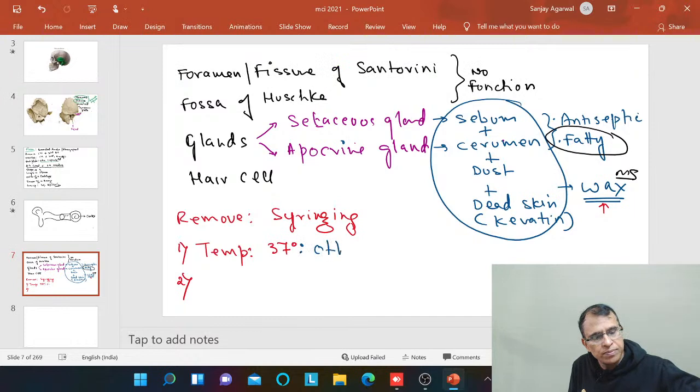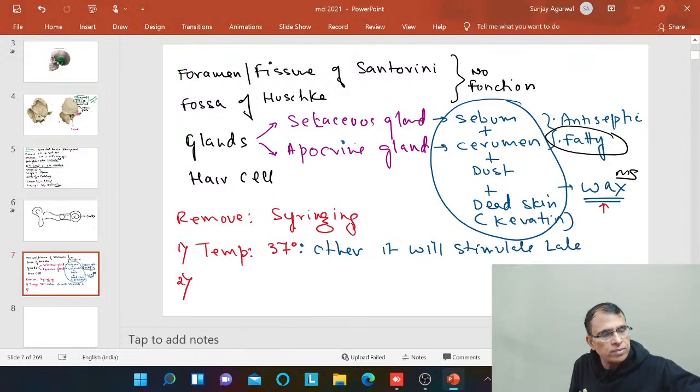Otherwise, it will stimulate the lateral semicircular canal. So there is a structure called lateral semicircular canal. I'll show you when we discuss the anatomy of the middle ear. You'll get to see this structure.